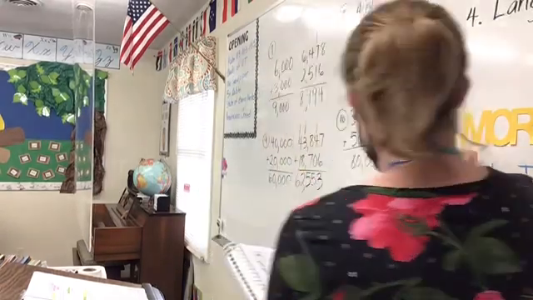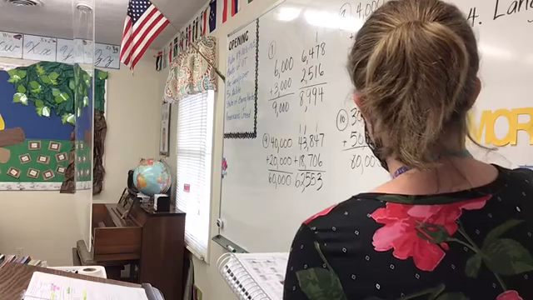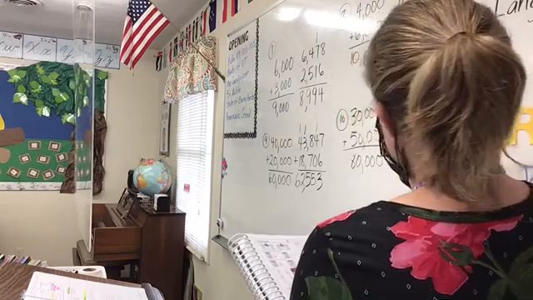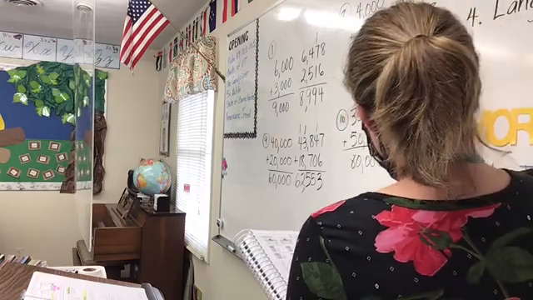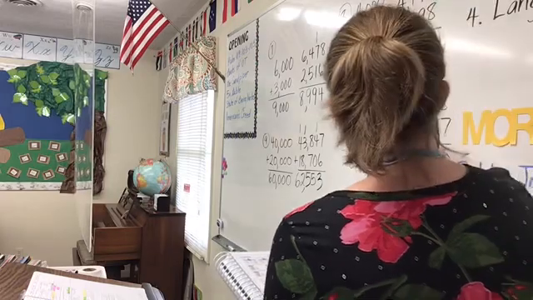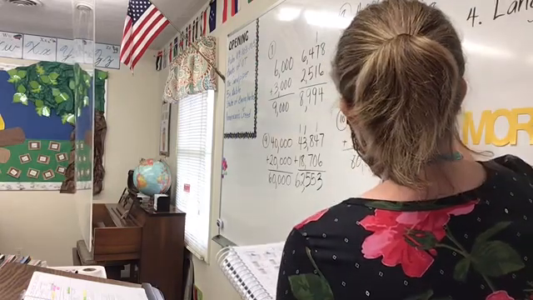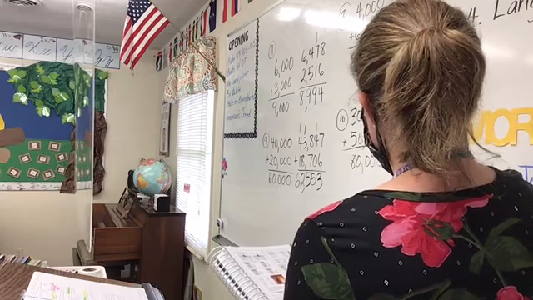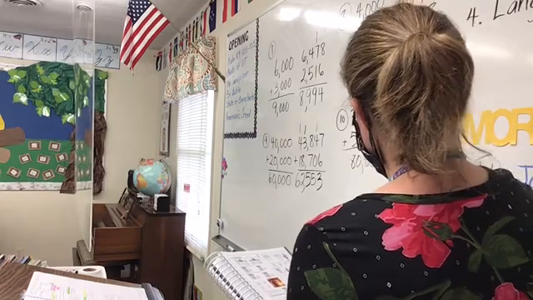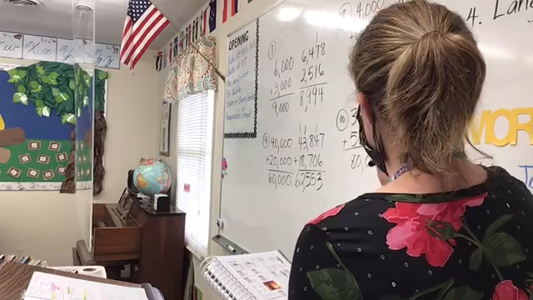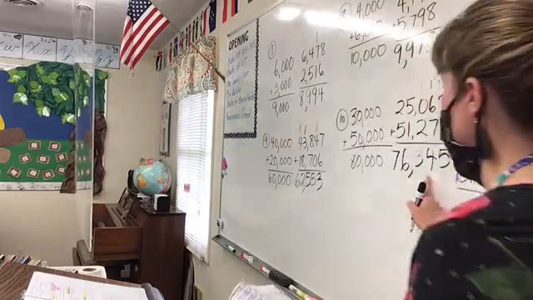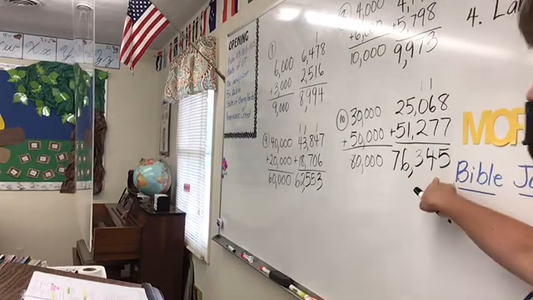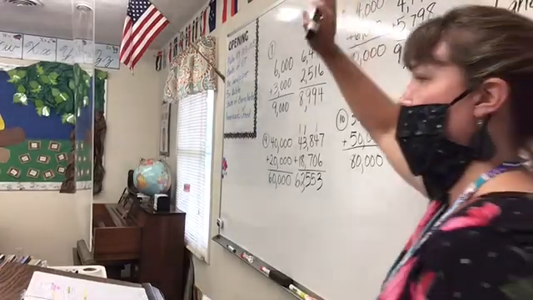So 8 plus 7 is 15. Put your 5, carry your 1. 1 plus 6 is 7, and 7 plus 7 is 14. 1 plus 2 is 3. 5 plus 1 is 6. 2 plus 5 is 7. So this was your answer, 76,345. How many of you got that right?